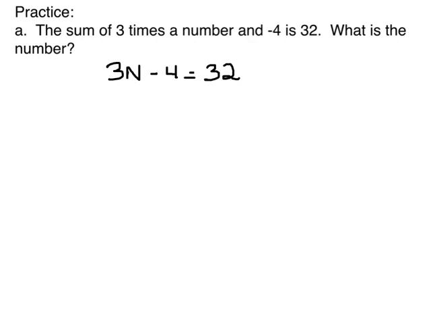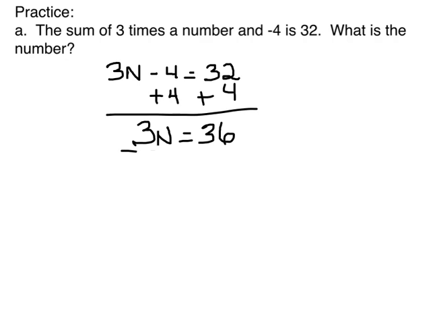Now that we've got it set up, we will add 4 to both sides. And we are left with 3n is equal to 36. I have to divide both sides by 3. And I will see that n is equal to 12. If I put that in right here, 3 times 12 is 36. 36 minus 4 is 32.